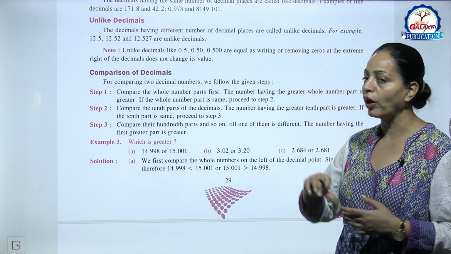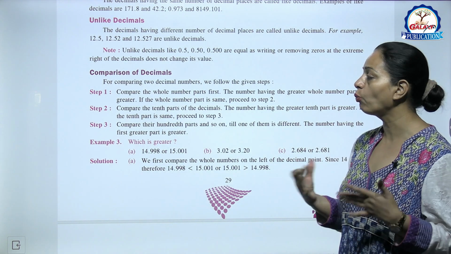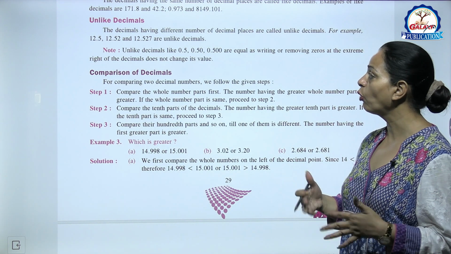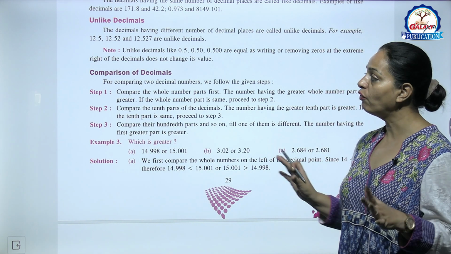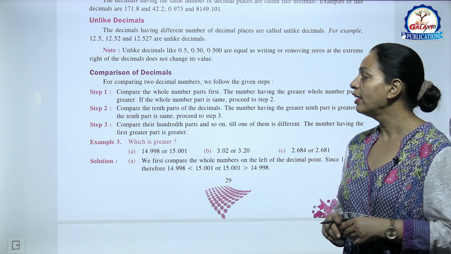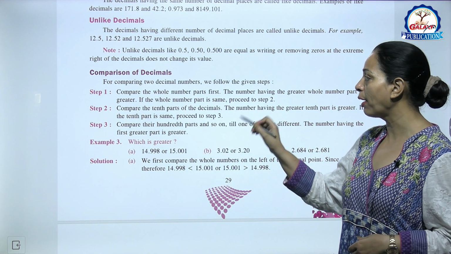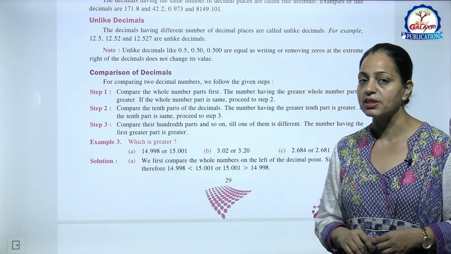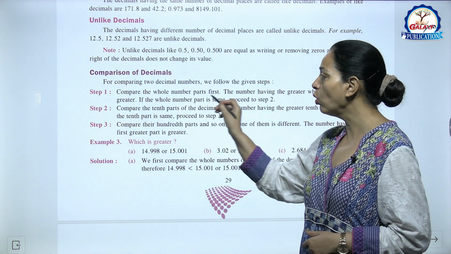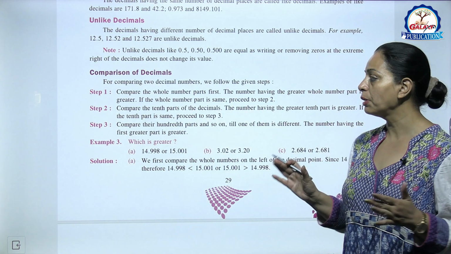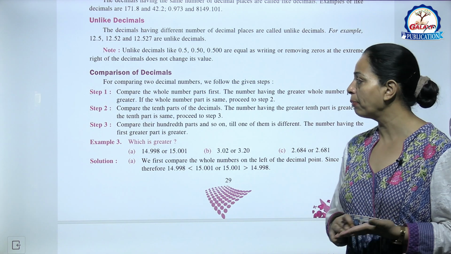So first, this point like 0.5 है या 0.50 है या 0.500 है, इनकी वैल्यू सेम है. Okay. Now see comparison of decimals. For comparing two decimal numbers, we follow the given steps. Step 1, compare the whole number parts first. सबसे पहले हम होल नंबर पार्ट्स को कंपेयर करेंगे.